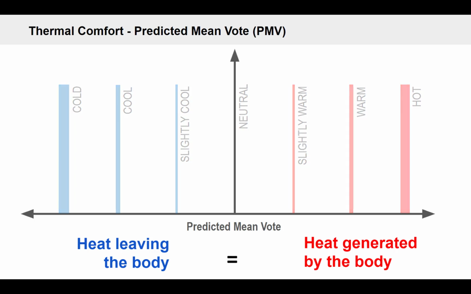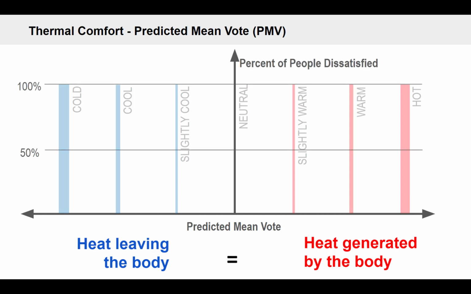And so he named his model predicted mean vote after the metric that it was made to produce here. And he tried to relate it also to what he called the percentage of people dissatisfied. And very simply, that just means the percentage of people who are not reporting a completely neutral, not hot, not too cold answer for his survey. And we can actually see he has a kind of bell curve that represents this percentage of people dissatisfied.